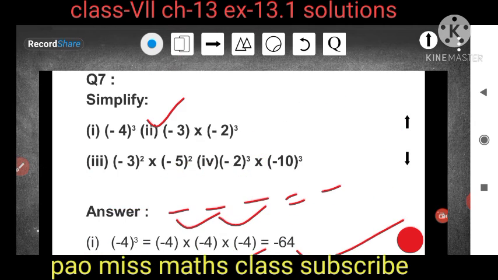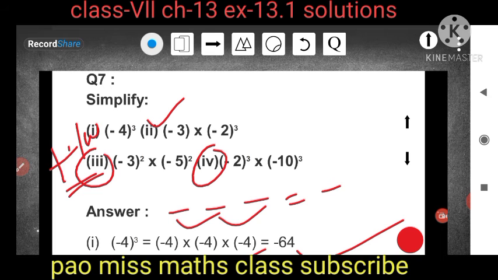Now the remaining question number 3 and 4 I will keep as homework. Okay, question number 3 you can do: minus 3 to the power 2 means what? Minus 3 into minus 3, and minus 5 to the power 2 is also what? Minus 5 into minus 5. Now again question number 4 is given: minus 3 to the power 3, again multiplied with minus 10 to the power 3. So you can solve these two questions easily. Any doubt you can ask me without hesitation.